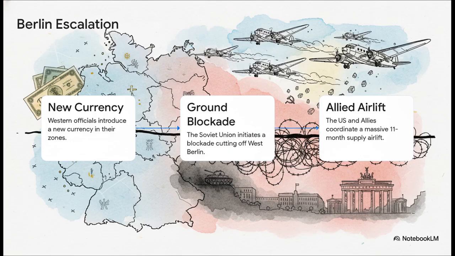But the US and its allies didn't back down. They coordinated this massive, round-the-clock airlift, flying in food, coal, you name it, for 11 straight months, until the Soviets finally gave up and lifted the blockade in May 1949. But the damage was done. This showdown officially cracked the country right in half into West and East Germany.